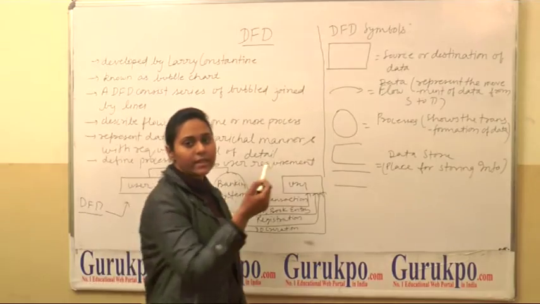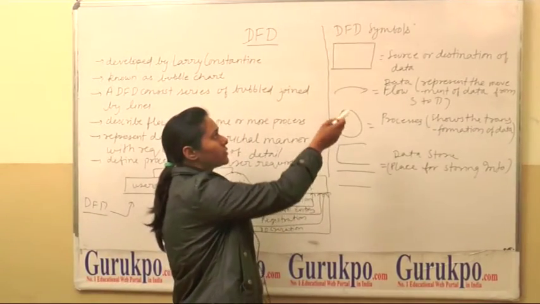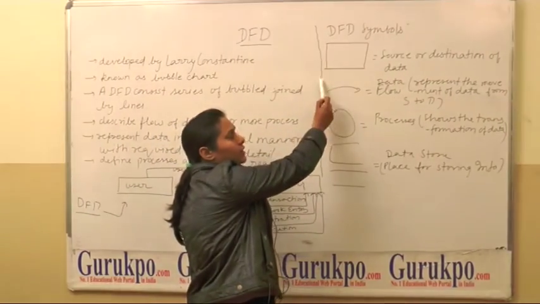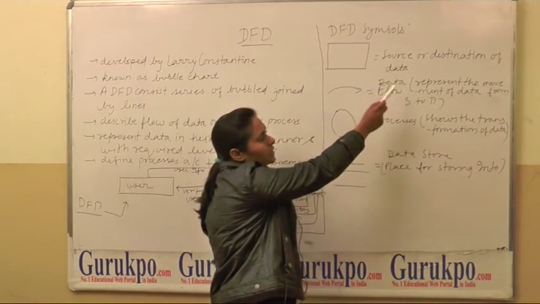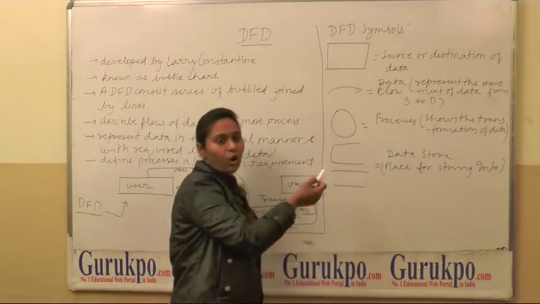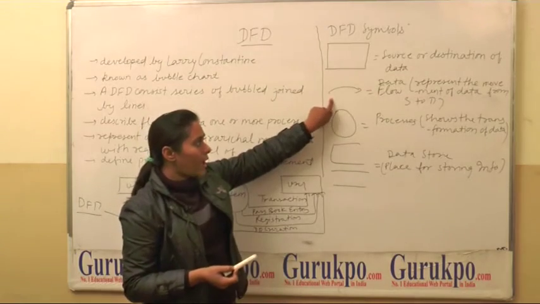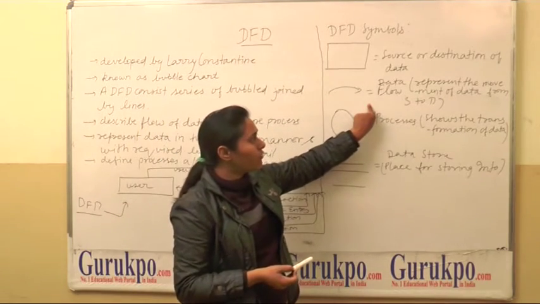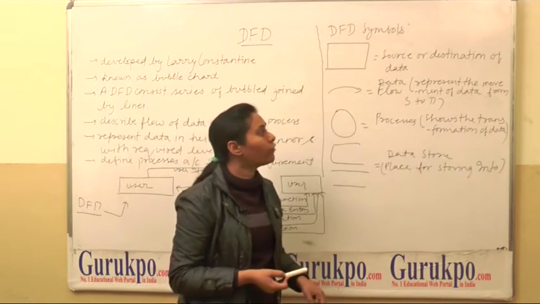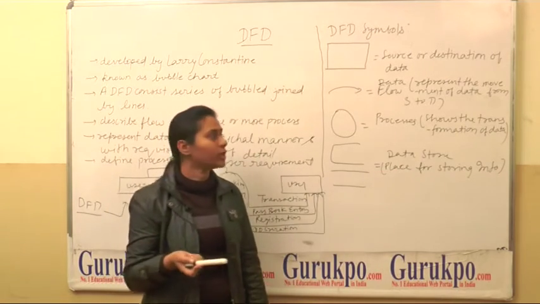Let us discuss the DFD symbols. First, we consider the rectangle. The rectangle represents the source or destination of data. Then the arrow sign represents the data flow. It represents the movement of data from source to destination.